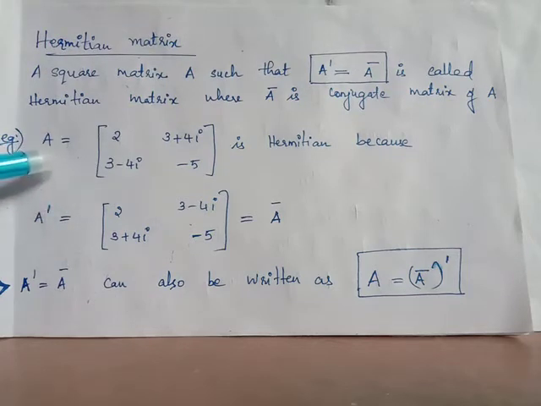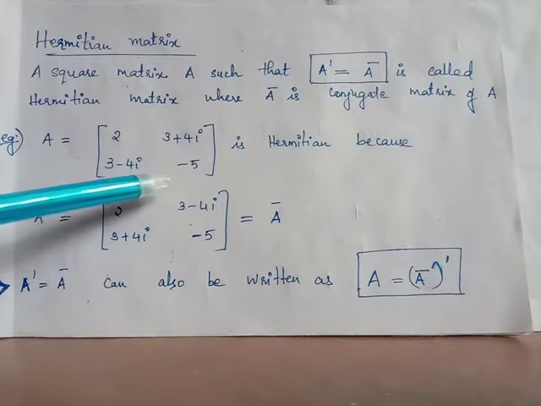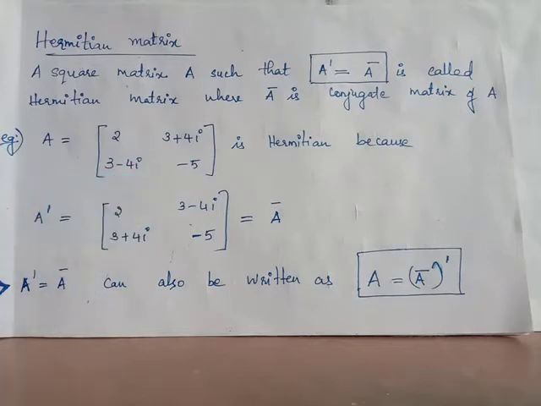In this example, you can notice that the diagonal entries are real. This is a general property satisfied by every Hermitian matrix. That is, every diagonal element of a Hermitian matrix will compulsorily be real.